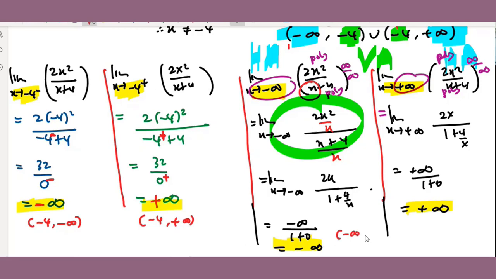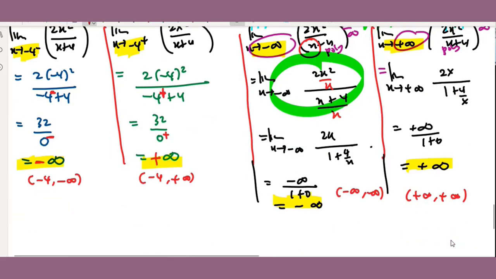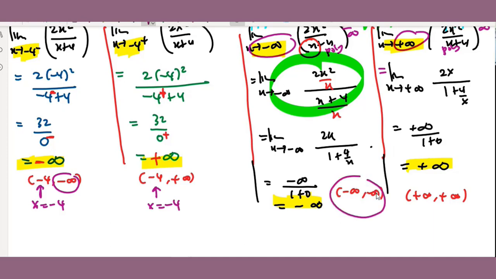Negative infinity, positive infinity. Check. Okay, to continue, this one is x. X is equal to negative 4. This one is infinite: one value, one infinite sign. Okay, x is equal to negative 4. This one is infinity, infinity.